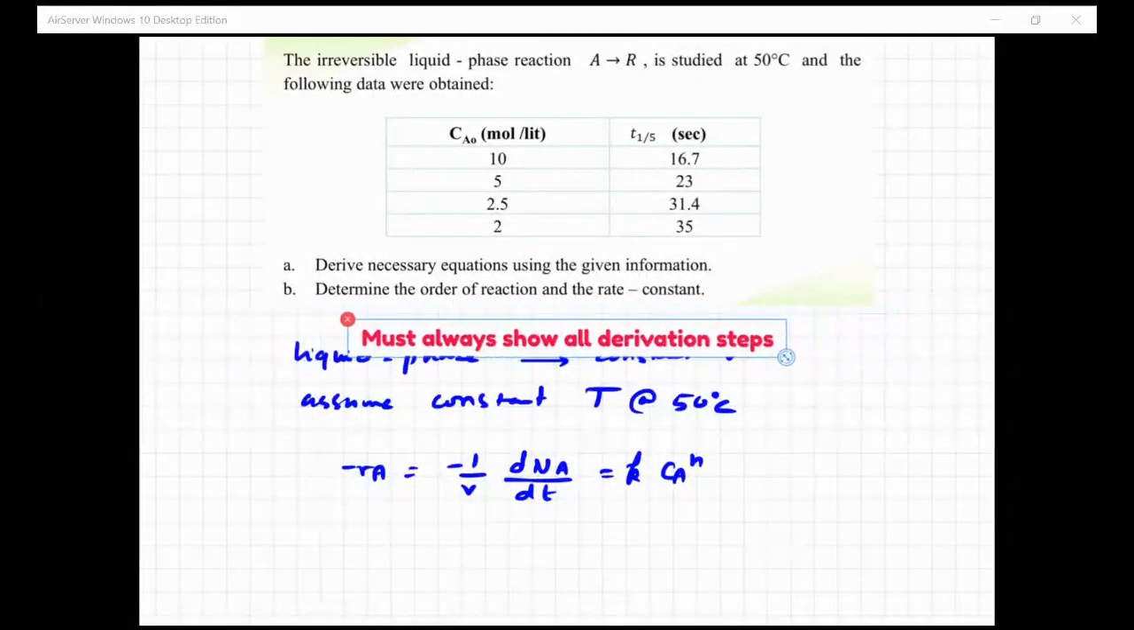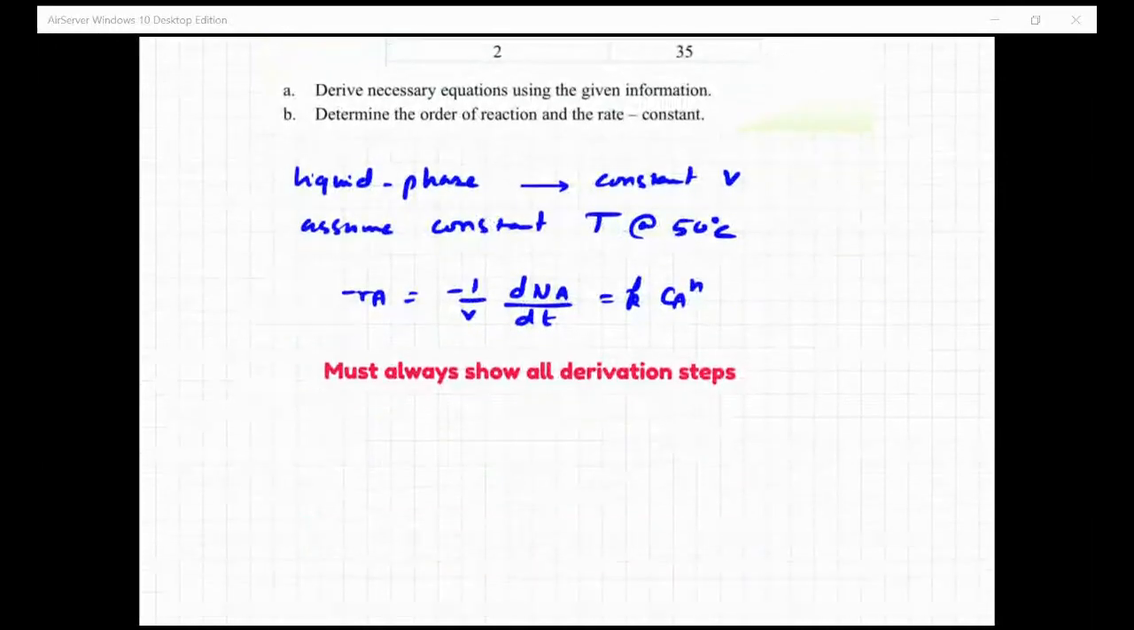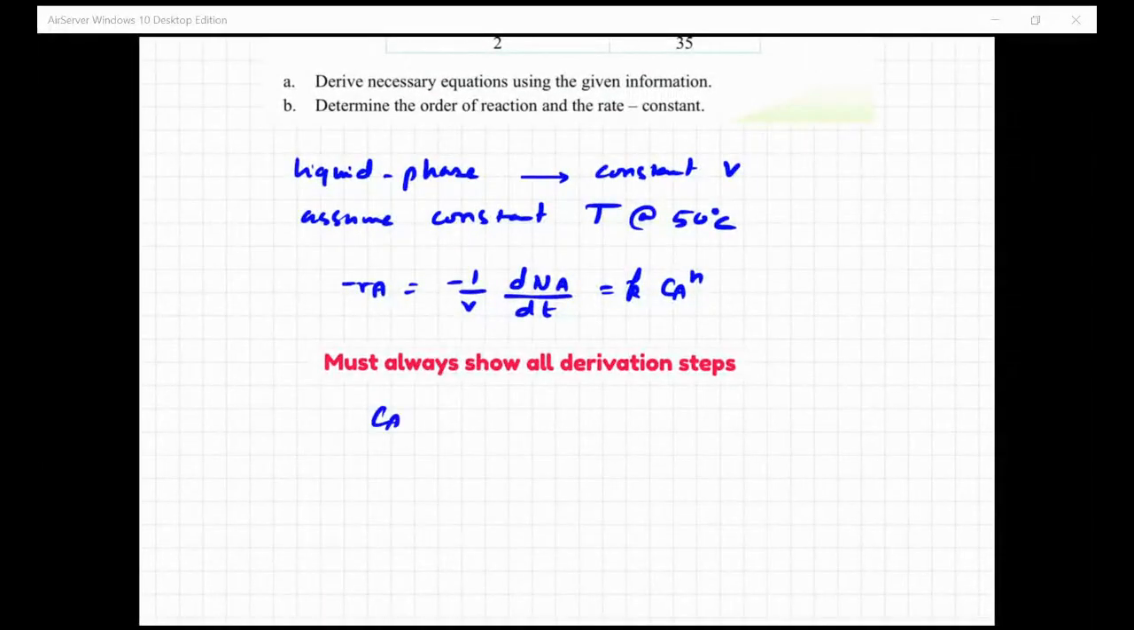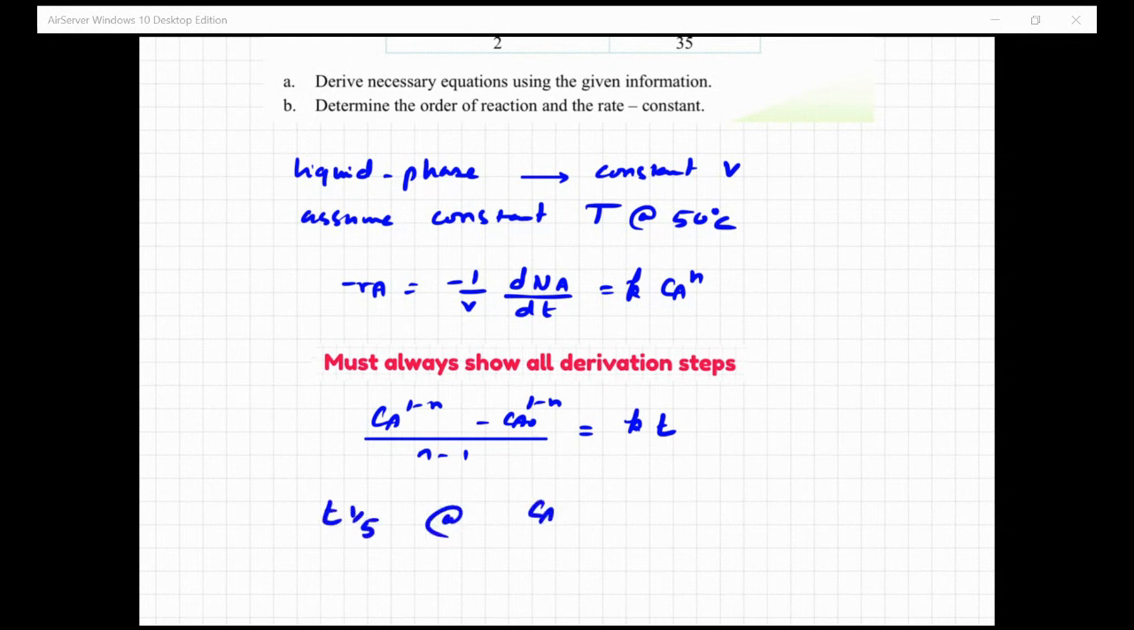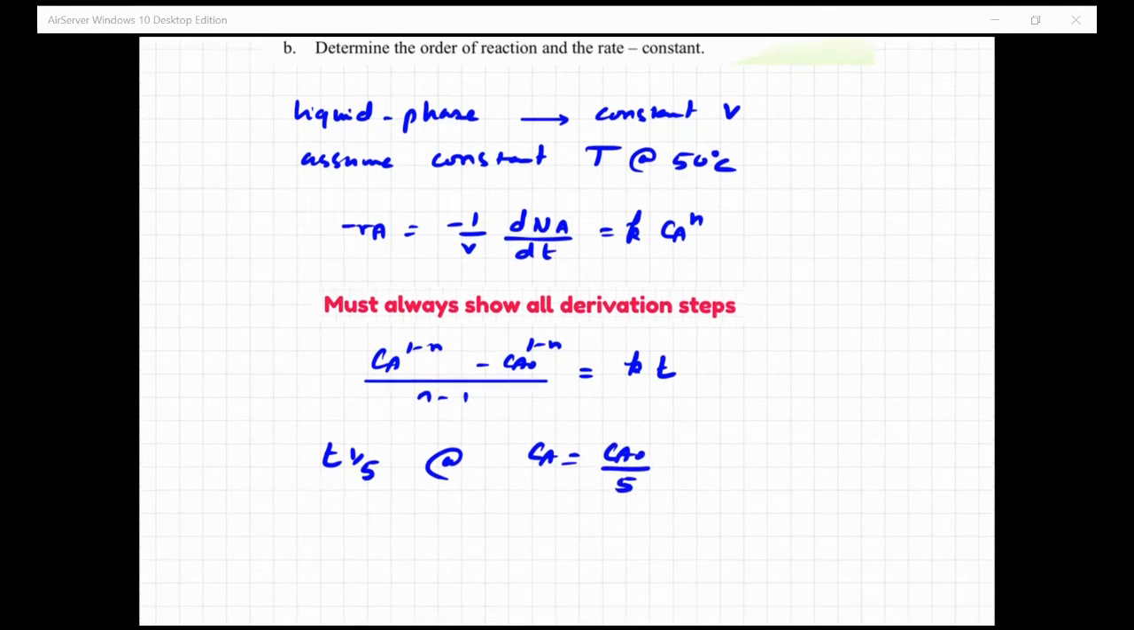And of course, you will have to show me that you find (CA^(1-n) - CA0^(1-n)) over (n - 1), and you have it as k times t. Of course, then you are going to include the given time. Time is 1 over 5. It is at CA equal to CA0 over 5. So you are going to substitute now for t half, sorry, t1 over 5, and you remove this CA, replace it by CA0 over 5, and remove this t, replace it by t1 over 5.